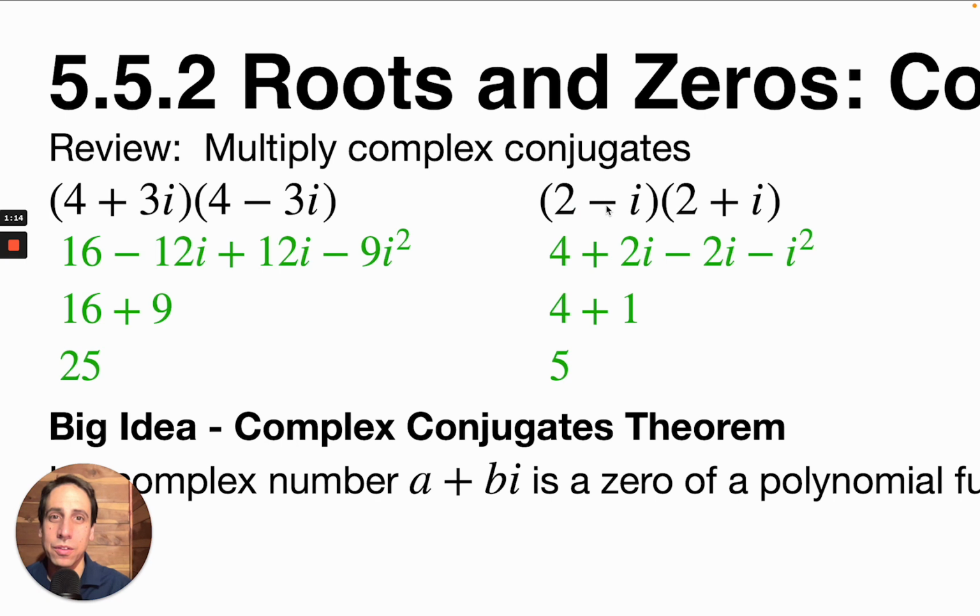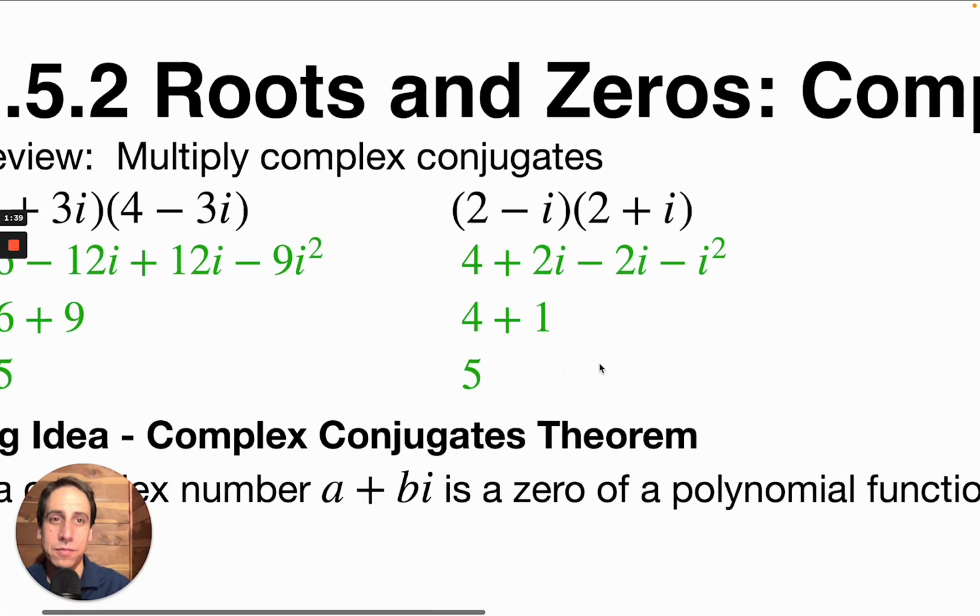Let's do 2 minus i and 2 plus i. You multiply these together, you get 2 times 2, which is 4. Outside term is 2 times i is 2i. Inside term is minus i times 2, which is minus 2i. And then the last term, minus i times i, is going to be minus i squared. And then, of course, i squared is -1, so the minus and the negative cancel out. And you got 4 plus 1, which is 5.